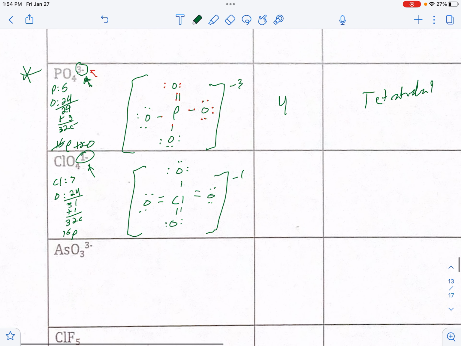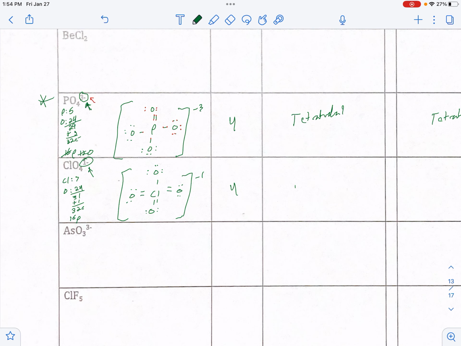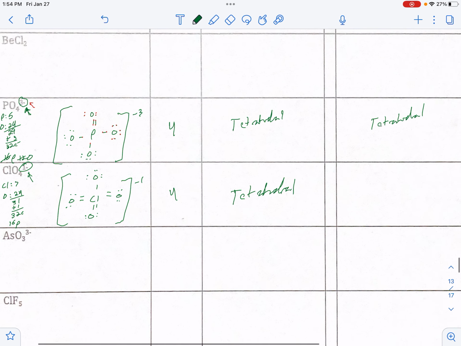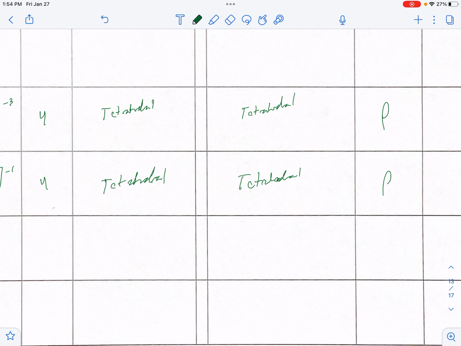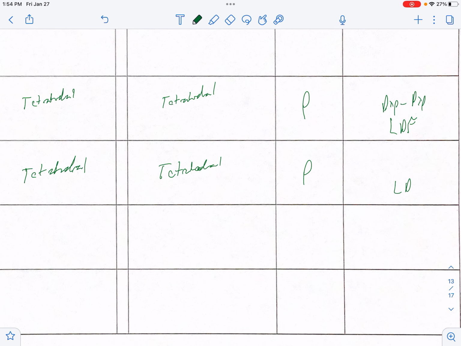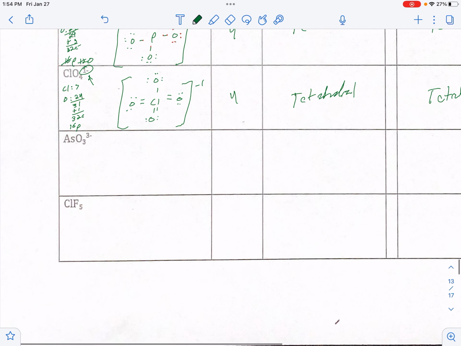Still 4 attachments, so it means tetrahedral. Tetrahedral. This is going to be polar because not all those oxygens are the same. This is going to be LDF and dipole-dipole. And there's no hydrogen, so I got to stop there.